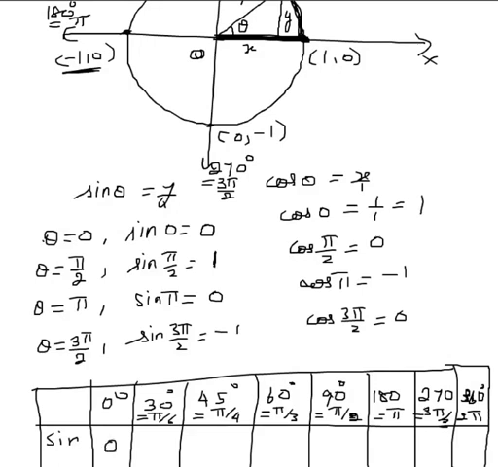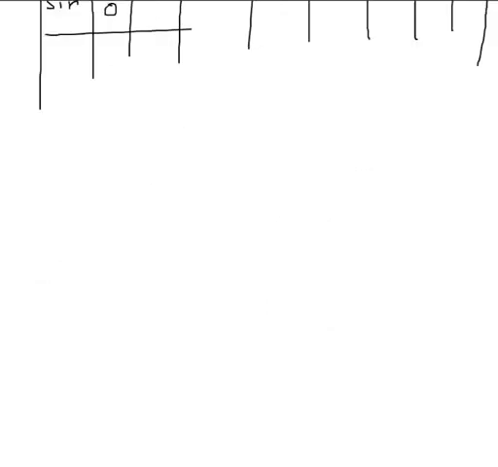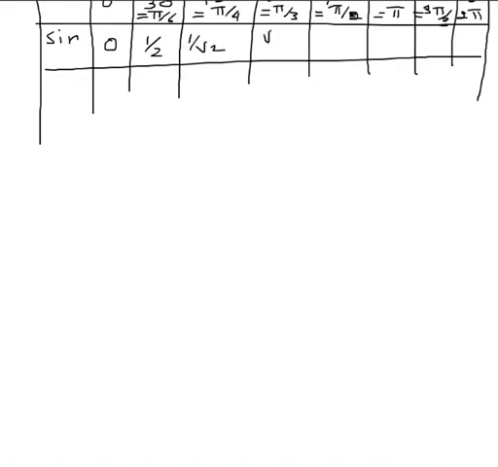Now sine 0 is 0. And sine 30 is half, sine 45 is 1 by root 2, sine 60 is root 3 by 2. Sine 90 is 1. Sine pi is 0. This is minus 1 and 0. Sine doesn't have value on the x-axis.